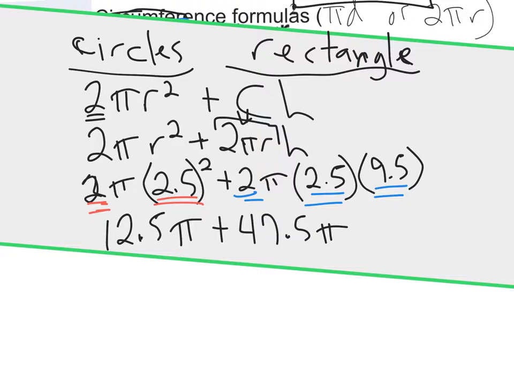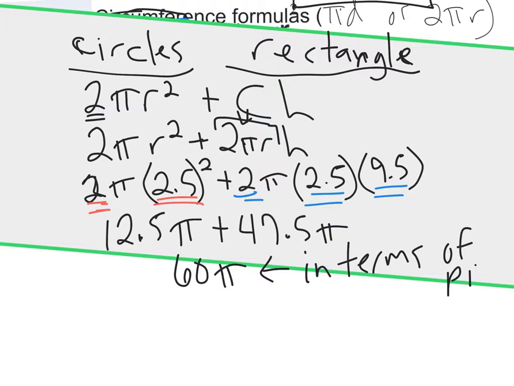So 12.5 pi plus 47.5 pi. We'll add those together. So 12.5 plus 47.5 is 60. So this would be 60 pi. So if they asked us, like we talked about the other day, to write our answer in terms of pi, that would be our answer, 60 pi.